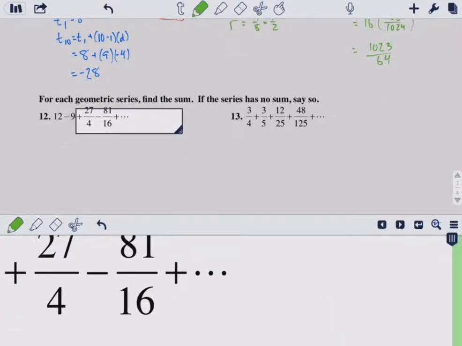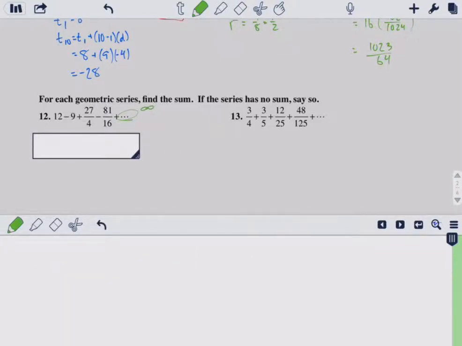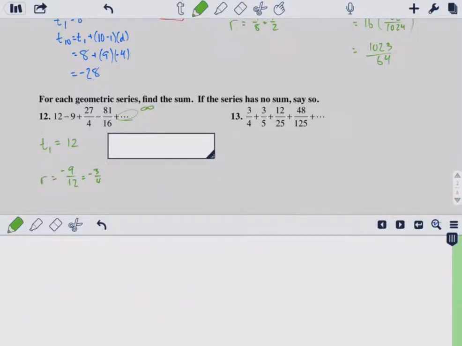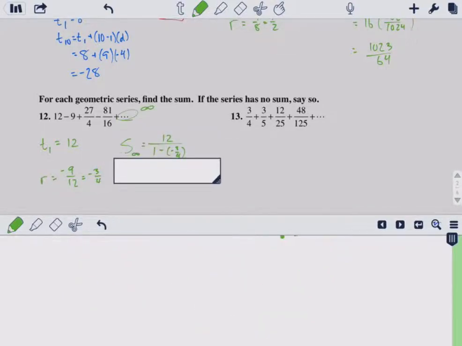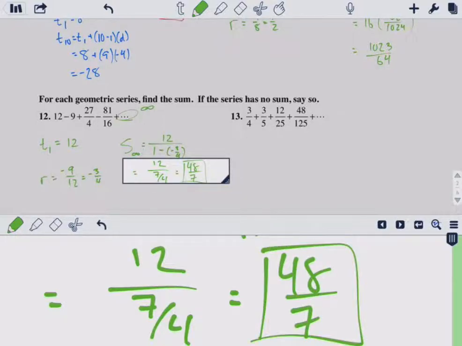Geometric series. If the series has no sum, say so. We're talking about an infinite series. Okay, so we need to know t sub 1. Okay, t sub 1 is 12, and we need to know r. Negative 9 over 12, which is negative 3/4. And so S infinite series is t sub 1, 12 over 1 minus r. Okay, and so 12 divided by 7/4 is equal to 48 over 7, which doesn't reduce.